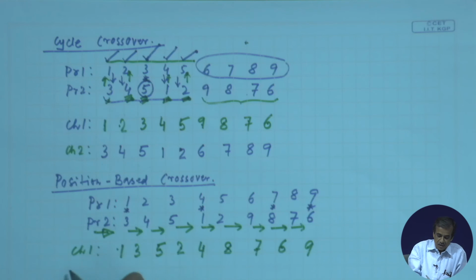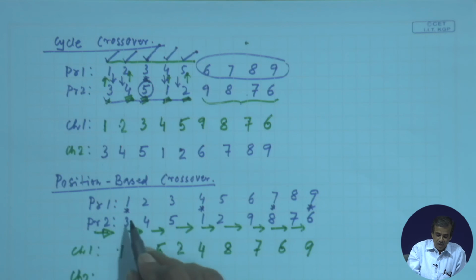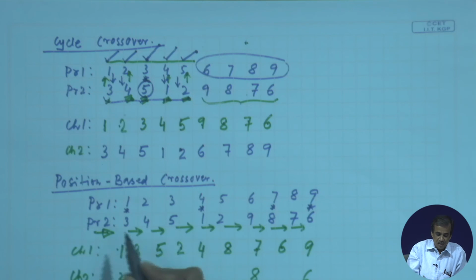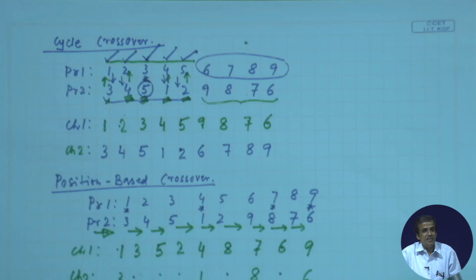Now comes child 2. How to get child 2? The 3, 1, 8 and 6 you will have to select from parent 2. So, let us select 3, then 1, then 8 and 6. So, 3, 1, 8 and 6 are selected from parent 2. These are the remaining sites, so you will have to select some city for these remaining sites.